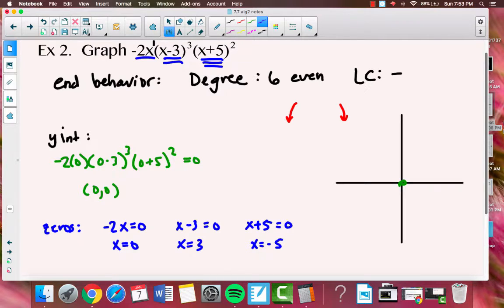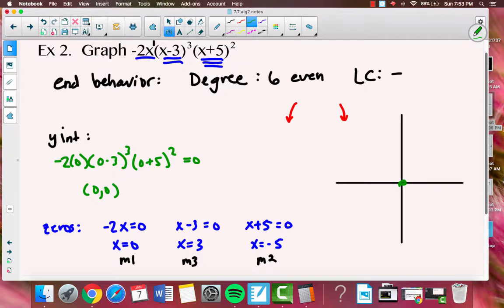And then I just need to write the multiplicities. So I'm going to do that real quick. So remember, for multiplicity, we look at the exponents that go with each of them. So for 0, that was from the first part, my multiplicity was 1. So I'm going to write m1. For the x minus 3, my multiplicity was 3. And then for the x plus 5, my multiplicity was 2. And remember, that's going to help us when we're connecting our graph to make sure that we're having the right behavior at each point.